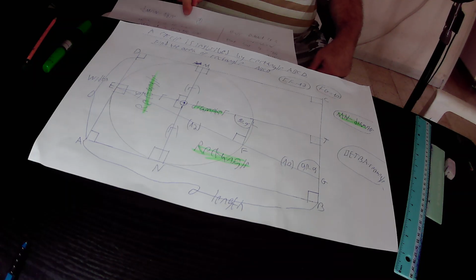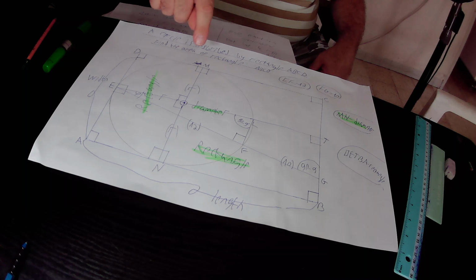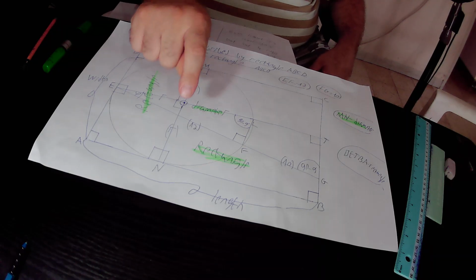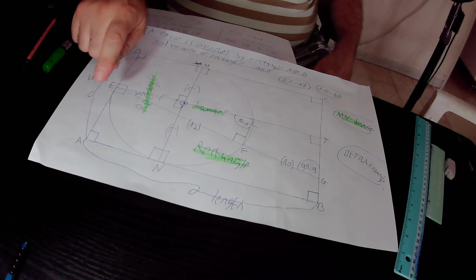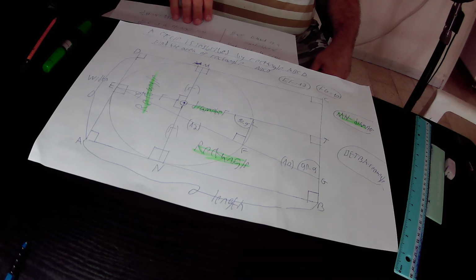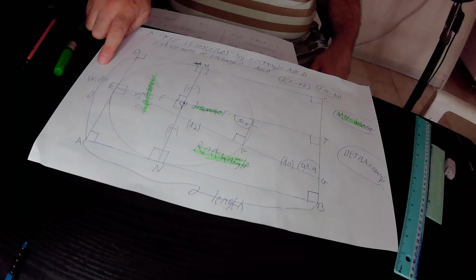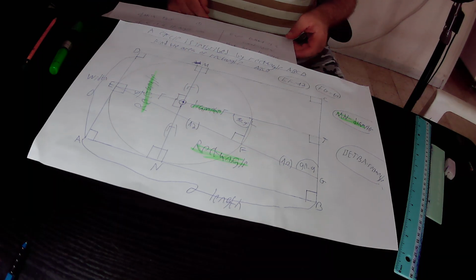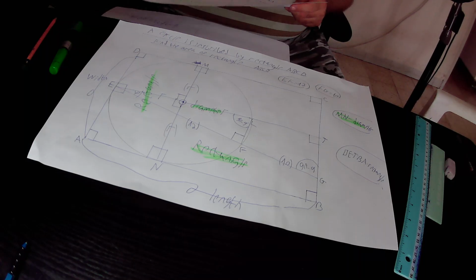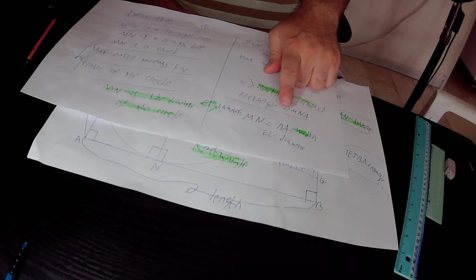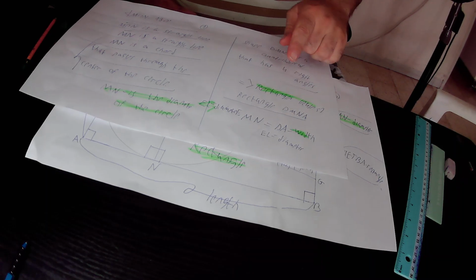And again, DMNA is a rectangle. The opposite sides of a rectangle are equal to each other. So in rectangle DMNA, side MN must be equal to the opposite side DA. MN equals DA. And DA is the width and AB is the length. MN equals DA according to the rule that the opposite sides of a rectangle are equal to each other.